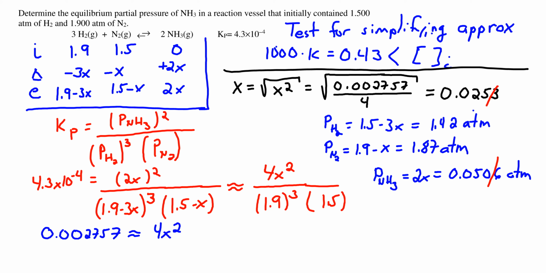All right, and here we have our final answer. We went back and checked the equilibrium partial pressure of H2 and N2 and found that it did change a little bit relative to the initial pressures. So we have introduced a slight amount of error in making that approximation, but we're still within sig figs. And the partial pressure of NH3 is 2x, which is 0.051 atmospheres.